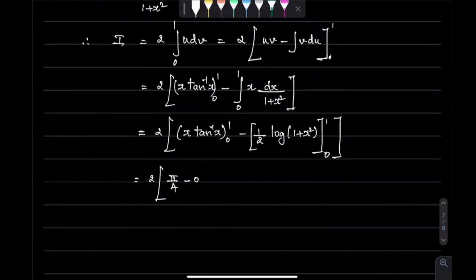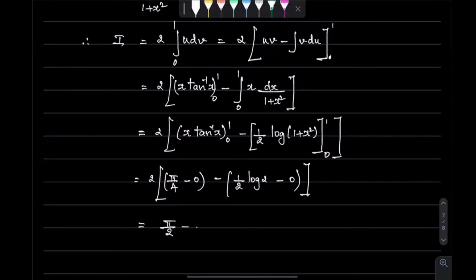Minus 1 by 2 times of log 2. Correct? Yes, sir. Log 2 minus log 1 will become 0. So the answer is pi by 2 minus log 2, which is your I. Easy.